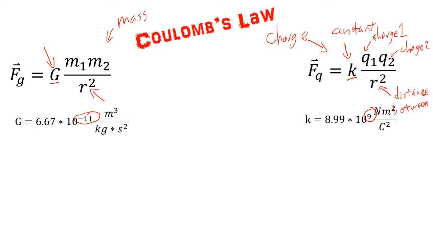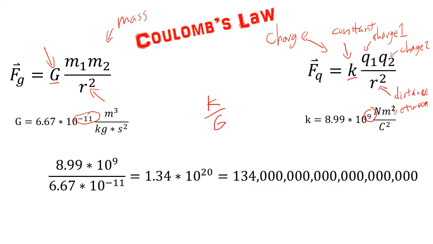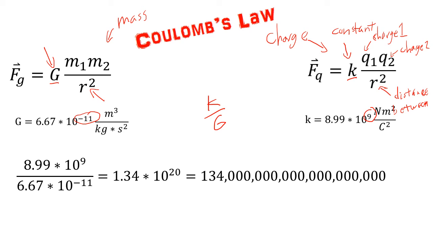Okay, finally, let's take a look at what that ratio is. If I take the ratio of K over G, so the relative strength of those forces, what's that going to be? Well, here we go. We've got 8.99 times 10 to the 9th over 6.67 times 10 to the minus 11. That is 1.34 times 10 to the 20th, or 134 with a whole lot of zeros after it. There are 18 zeros here: 3, 6, 9, 12, 15, 18, yes.